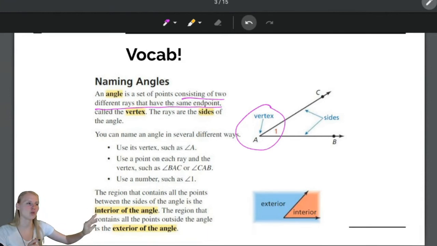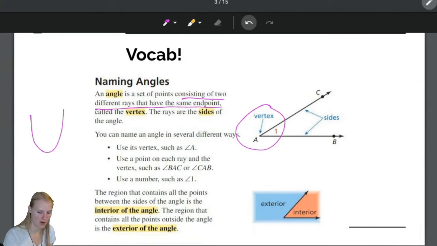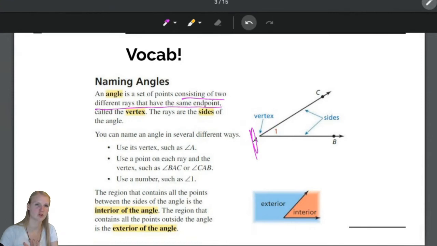I know in algebra, the vertex of a parabola was right down there at the bottom. So vertex is kind of like the bottom of this V shape. But this vertex is different than the parabola vertices we talked about in algebra. Okay, so the rays are the sides of the angle.